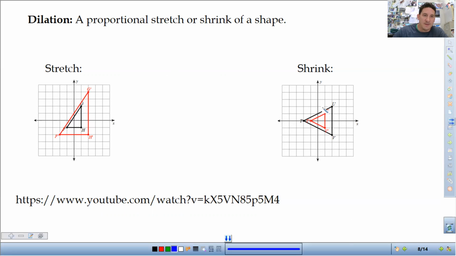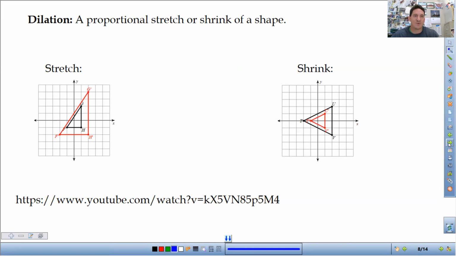With the stretch and shrink, notice that it's a proportional stretch or shrink. Basically what that means is our triangles here are keeping the same general shape. The sides are just getting longer. Same here, same general shape, just longer sides. All right, so those are the four transformations you deal with.